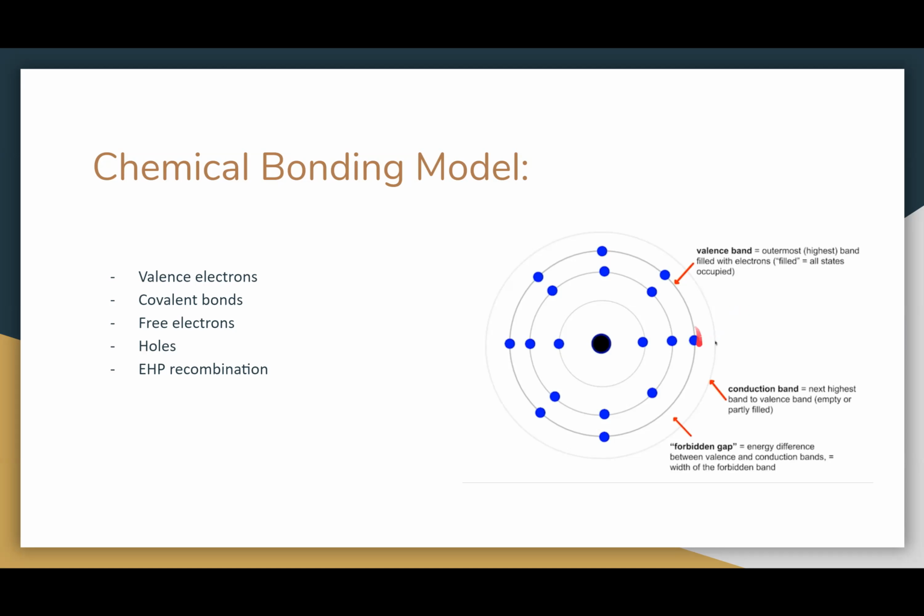So the main takeaways: you see that valence band, that's the outermost band. It has valence electrons. Covalent bonds happen when valence electrons from different atoms connect with each other. Free electrons are the ones that have escaped the valence band, the outermost band, so now they're just roaming out and about. And holes: once a valence electron leaves and becomes a free electron, it leaves behind a hole. And EHP, or electron hole pair recombination, is basically when a free electron finds a hole in another atom. And that will be it for the chemical bonding model.